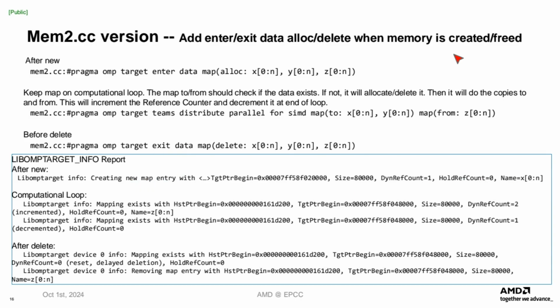So creating a new map, then when you go to the loop, you see the map already exists. In this case, because it was mapped before, the ref counter now is 2, because there is an outermost region that is controlling the mapping of that specific data. And then when you delete data, the reverse happens, and the ref count goes back to what it used to be.